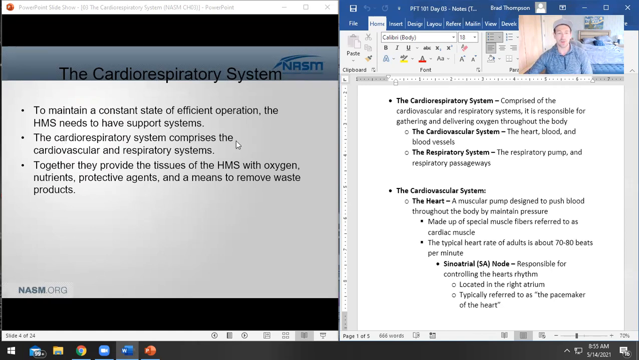Your cardiorespiratory system is going to provide you with oxygen, nutrients, protective agents, and a means by which you're going to remove waste products. Obviously, waste product can be carried in your blood. Even little bits of urea and things like that can eventually get filtered out of your body thanks to your urinary system, which your cardiovascular system actually also works very intimately with.